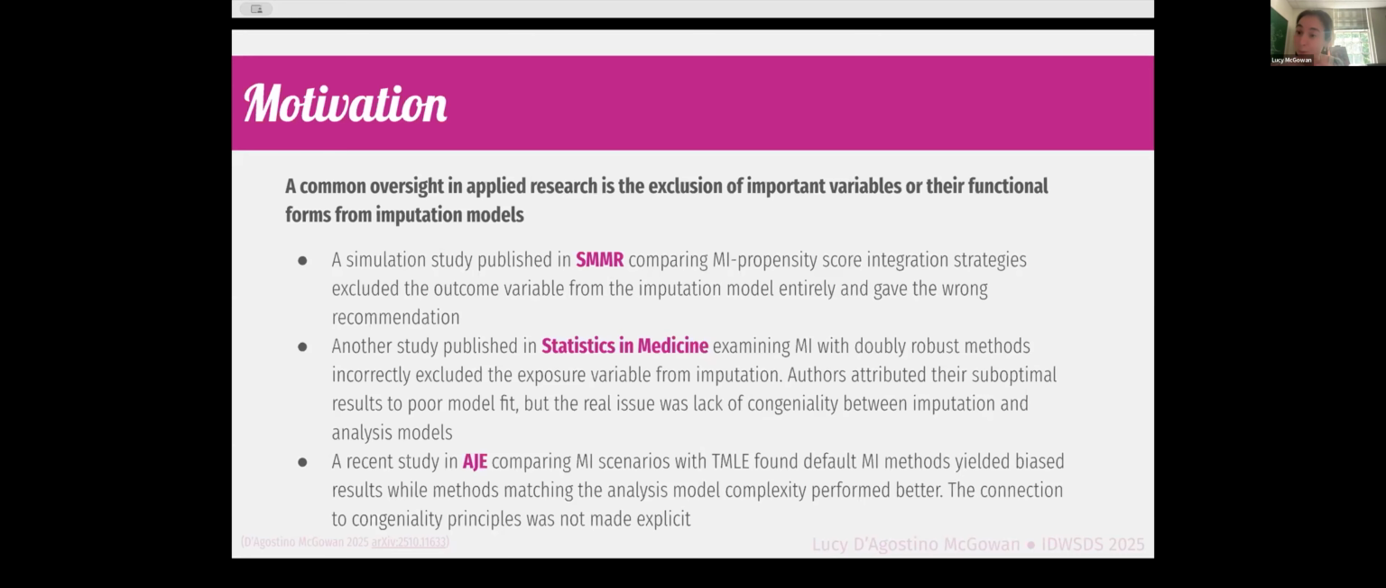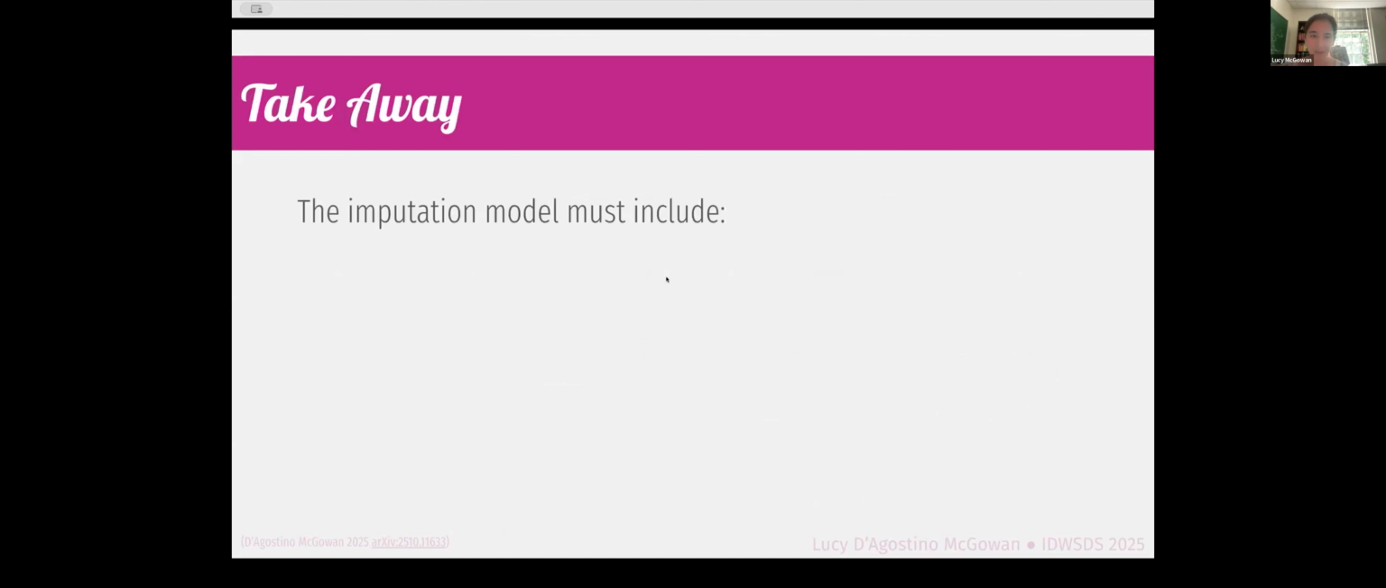The connection there is likely that the more complex ones are congenial with the analysis, but this connection between the congeniality principles and why those models work better than the defaults wasn't necessarily made within that paper. So I think this is what motivated me to start thinking about this.